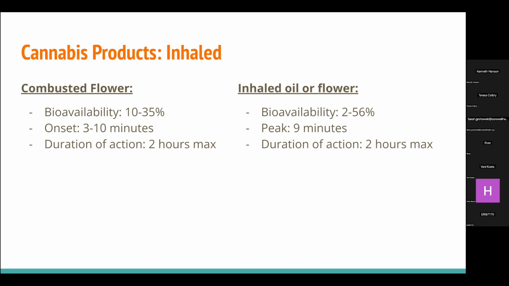But disadvantages of this method of use include intoxication. You can get chronic bronchitis. There's the potential for contamination. Like I said, if you're using the unregulated products, not only nicotine, but also things like molds and pesticides. And then if you're vaping, there's always the risk of vaping-induced lung injury. That was pretty prevalent in the last decade, especially in kids.